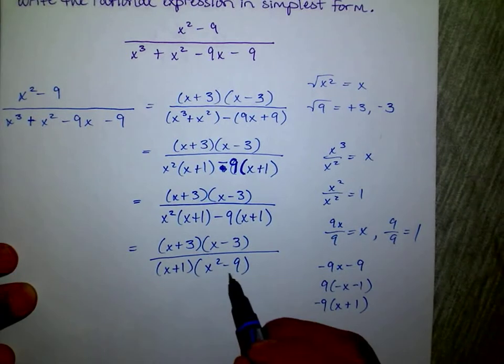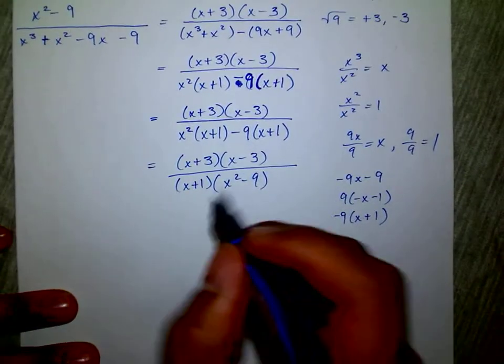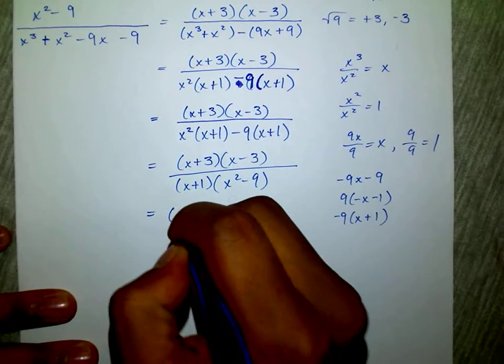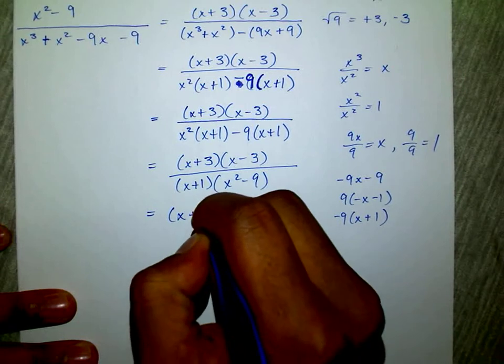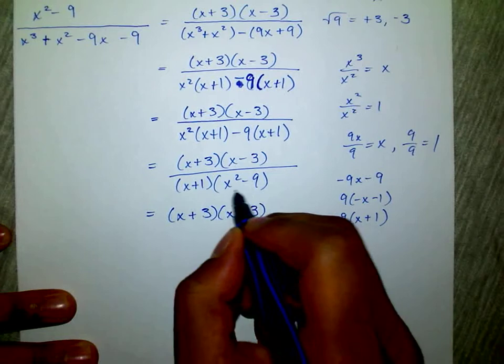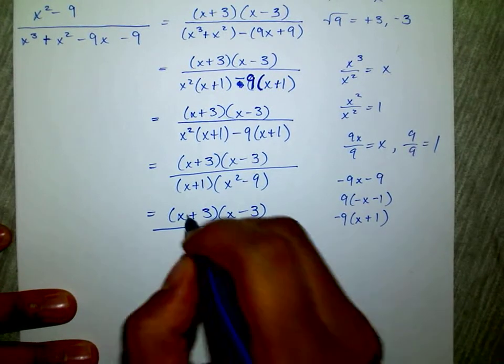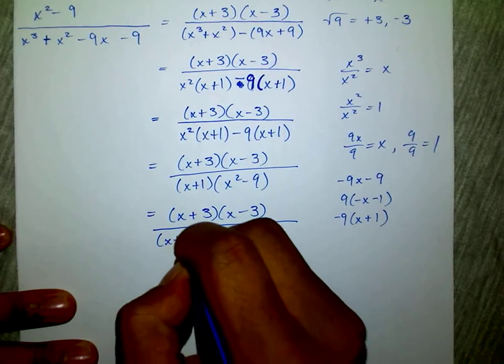Now, once again, I have difference of squares on the bottom, so I'm going to have to go ahead and factor that again. And just like it was on the top, it is going to be just like it is on the bottom. Because we had x squared minus 9 on the top at first, and it ended up being x plus 3 times x minus 3, so that's what we're going to write on the bottom.